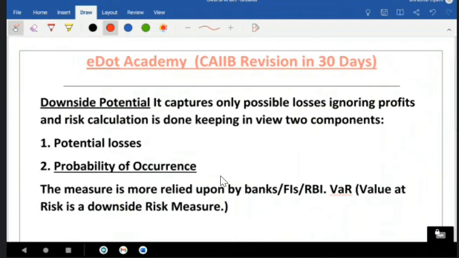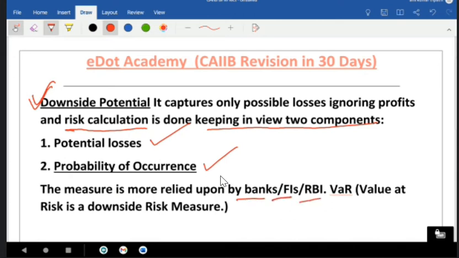So just see the definition here. It captures only possible losses, ignoring profit, and risk calculation is done keeping in view two components: potential loss and probability of occurrence. So we don't take positive values, we take only the negative value, and it is considered as a potential loss, and we also consider the probability of happening of that event. This downside potential measure is more relied upon by banks, financial institutions, and RBI. And value at risk is a downside risk measure, so that is another name we give it.